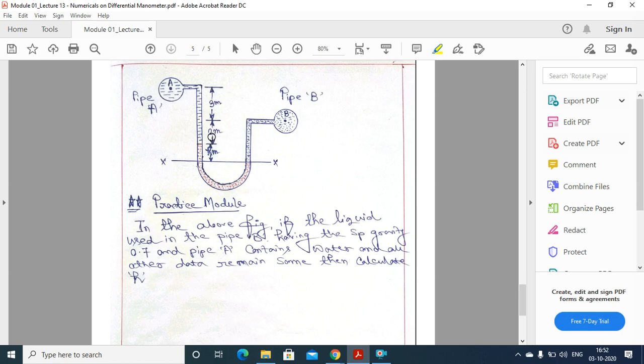So it will be here small h, it will be 2, it will be 3. Other data will remain same. So within this you have to calculate the small h. So this is the practice module for your purpose to solve this numerical.